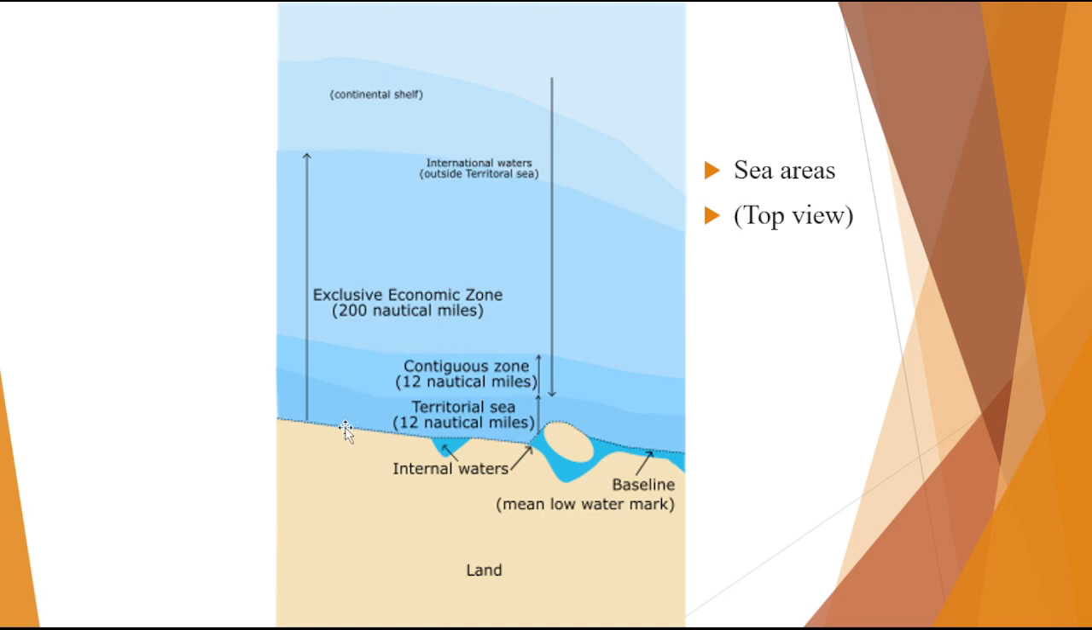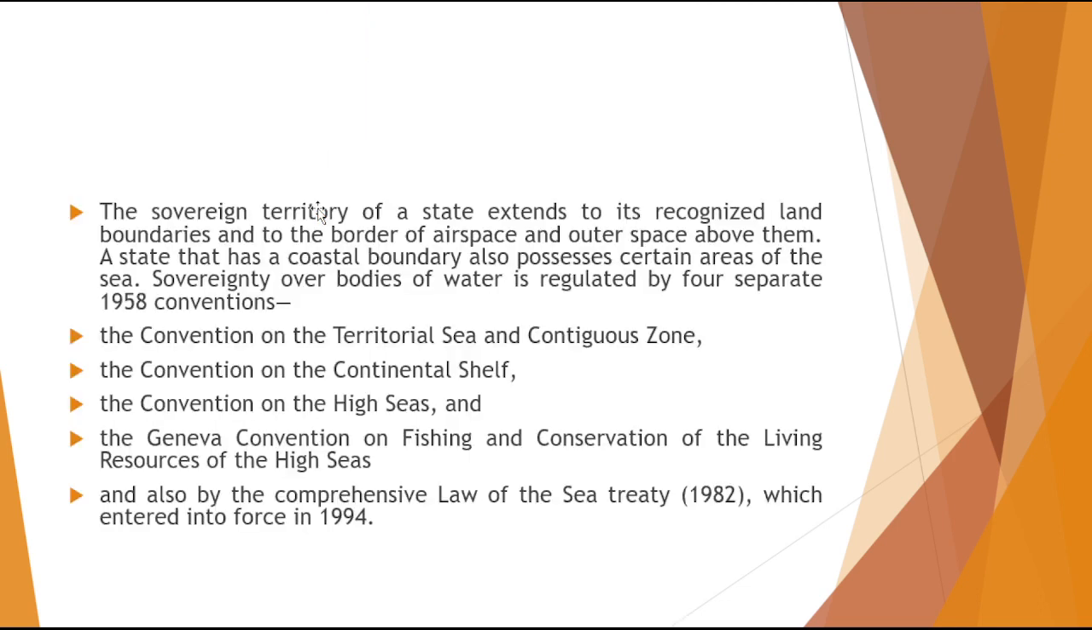And then from the baseline to 200 nautical miles is the EEZ, exclusive economic zone. So the territorial sea is within the contiguous zone and within the EEZ, and the exclusive economic zone encompasses everything, and beyond the EEZ are the international waters. We will understand the concept of the continental shelf in the coming videos, so stay tuned.